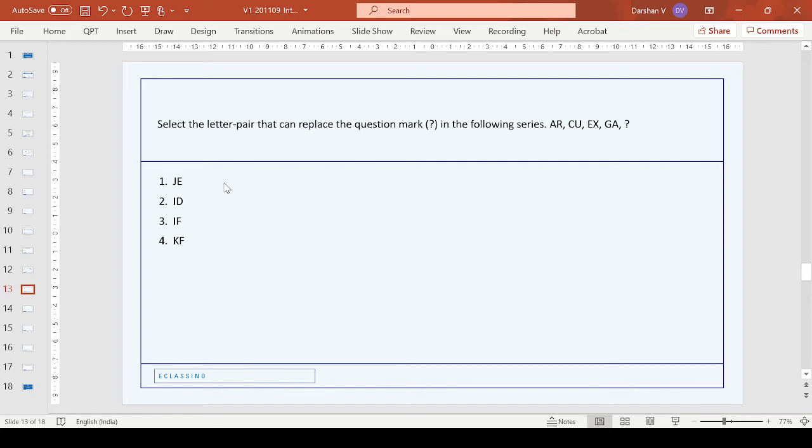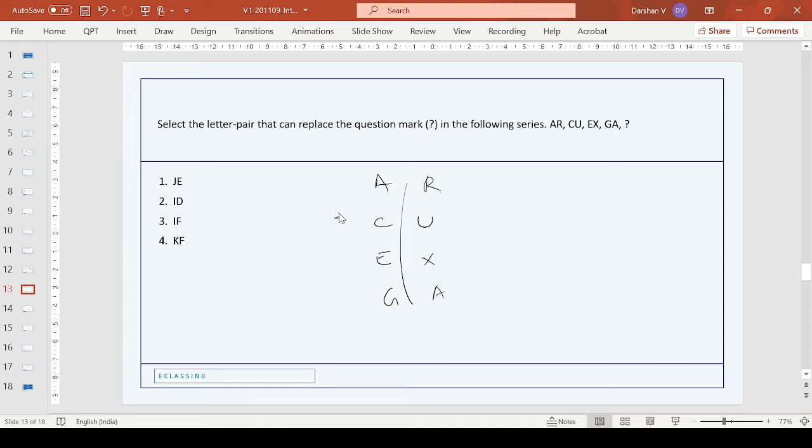Now select the letter which can replace the question mark. So again, we have a pattern here. So these alphabets should be related somehow. Let's just write it down again. A R C U E X G A. We can already see a pattern coming here.